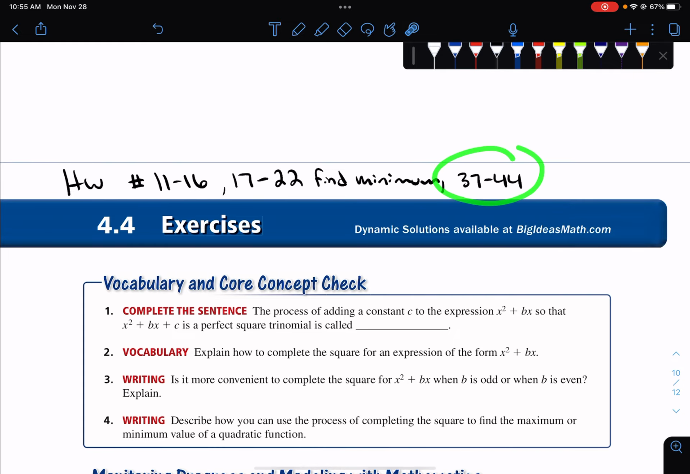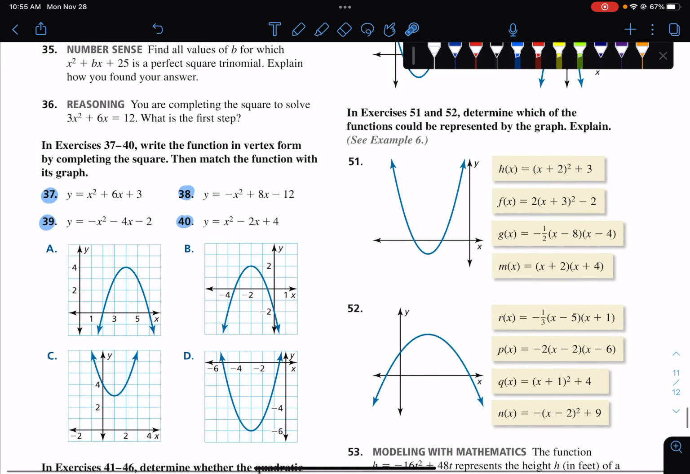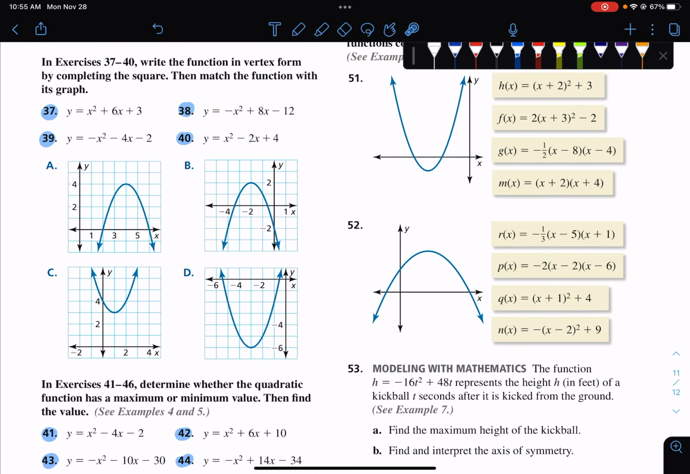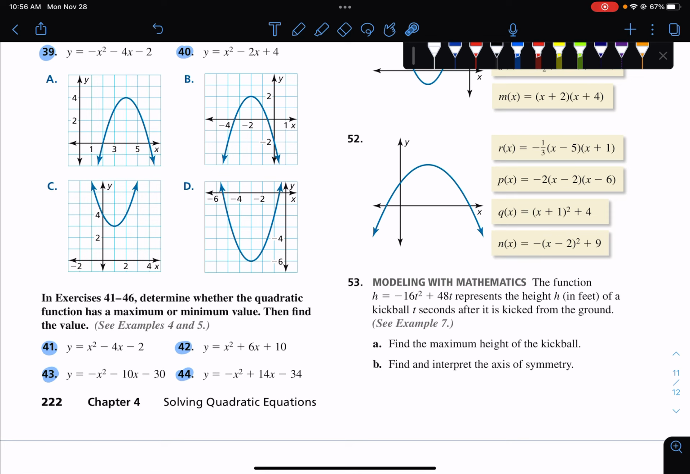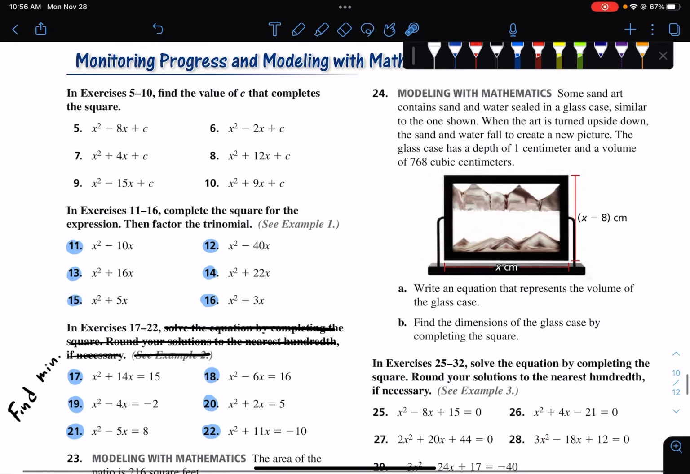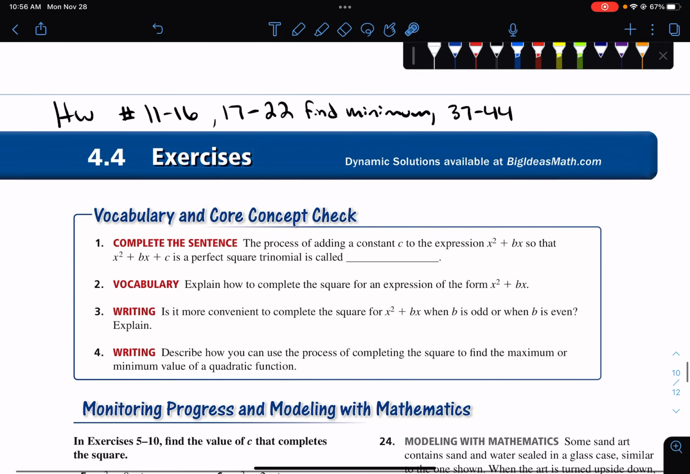And then 37 through 44, you need to do those as well. Those ones want you to write the function in that vertex form that we've been using, and then match it for the first 4, and the second 4 want you to find the minimum or the maximum depending on the problem. So use the examples from your notes and come see me if you have any questions.